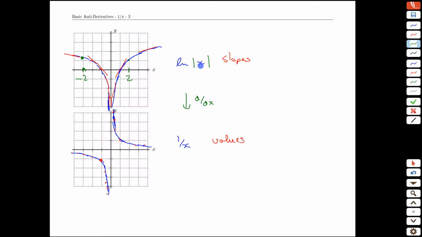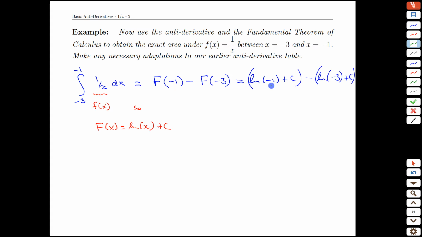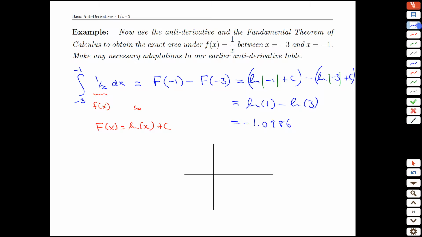Ln of the absolute value of x, when you differentiate it, when you get slopes at each point and compute the value of the slopes, will give you exactly the 1 over x graph. And that is going to be our recipe for resolving this issue. We don't take the ln of -1 and -3. We take the ln of the absolute values of those. And that is just ln of 1 minus ln of 3, plus c minus c cancel. And we end up with -1.0986. Now, does that negative pose a problem here as a final answer?